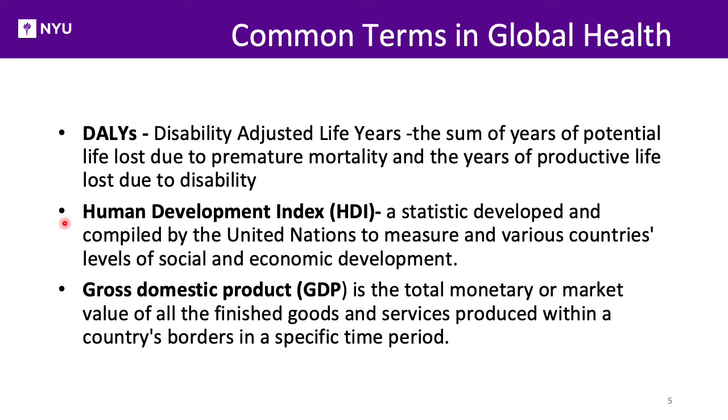So that can be summed up simply: when a person has a disease that causes disability, what is the number of productive life years that is lost? So if a person has a stroke and they are disabled from that stroke, what is the number of productive life years lost from that stroke? The next term is the Human Development Index, or HDI. It is simply a statistic developed and compiled by the United Nations to measure the various countries' levels of social and economic development.